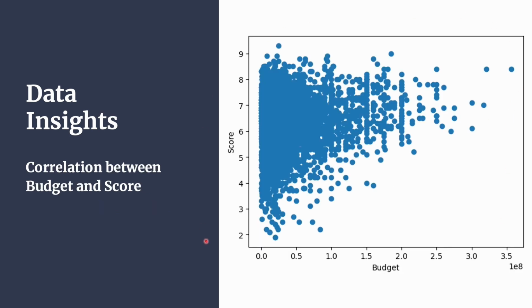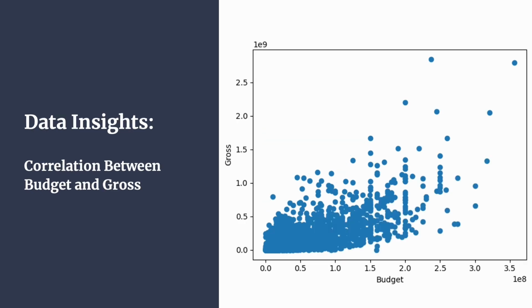Then we looked at the correlation between budget and scores. We can see that the more money you spend on a movie, on average, you'll see higher scores for your movie, and that can be attributed to more expensive equipment, more expensive effects, or better actors that you can hire.